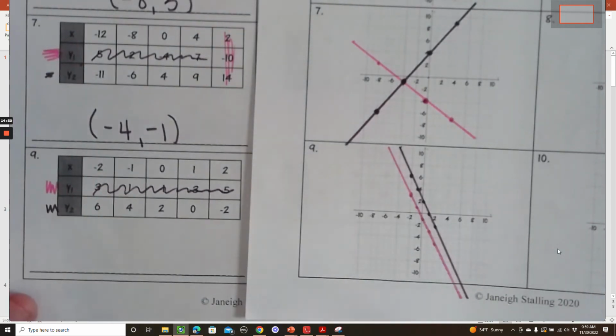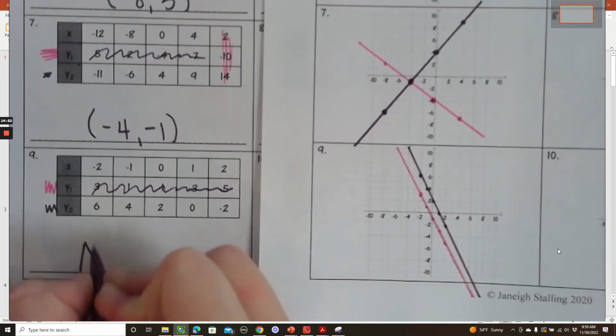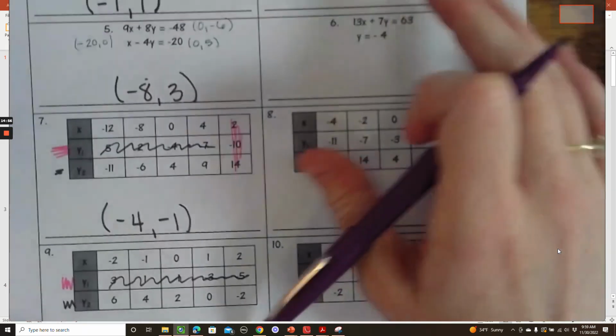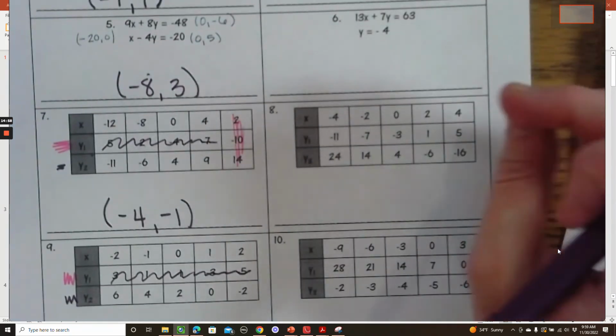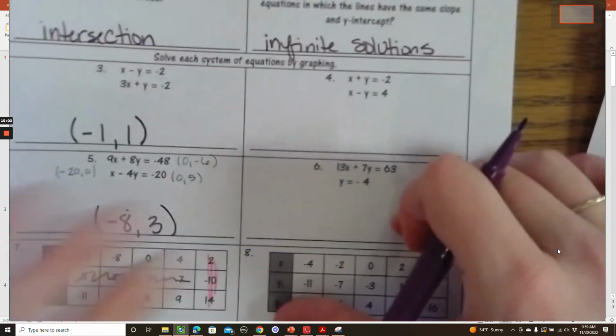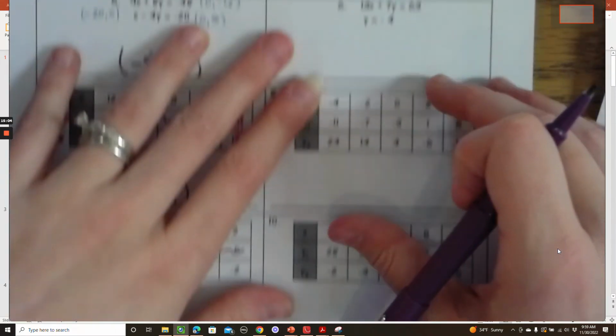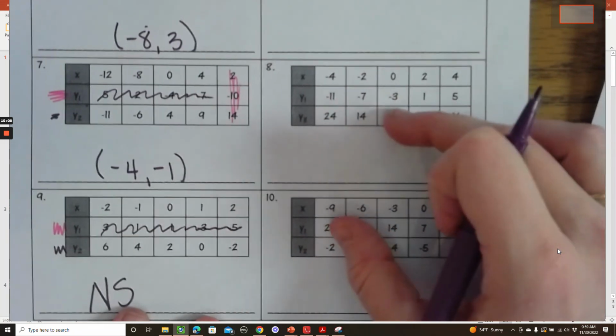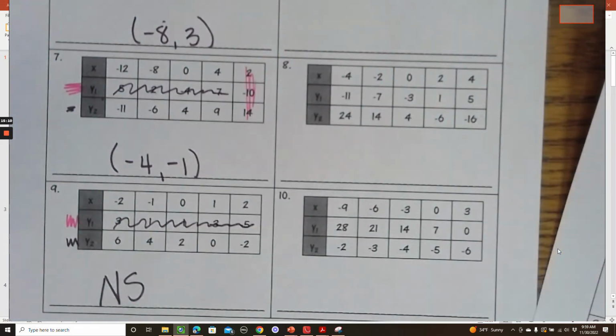So if they're parallel, it's no solution. So for the equation ones, I'm good with you doing the menu 3-2, doing it that way for those. I'm not going to make you graph these two. These two, the easiest option is to graph for 8 and 10. Okay.